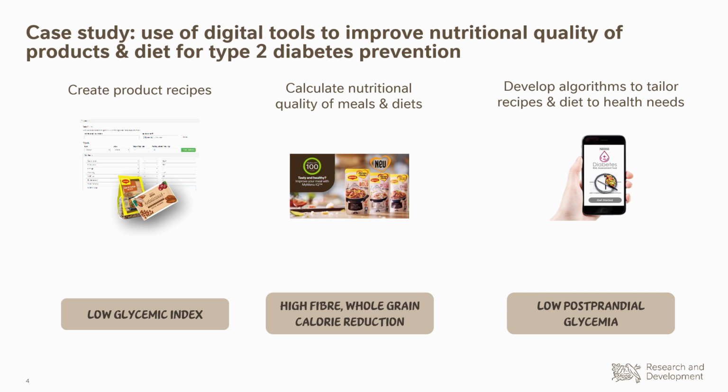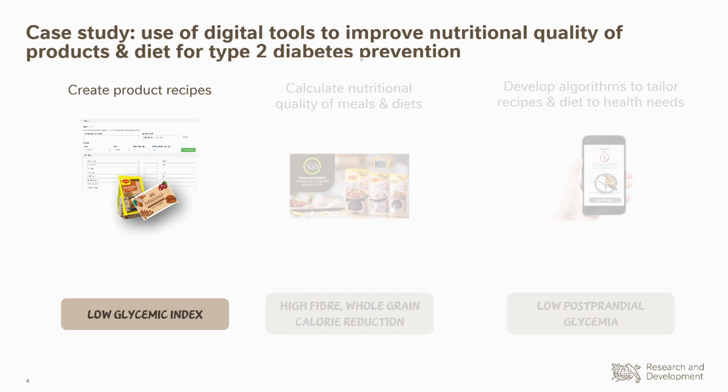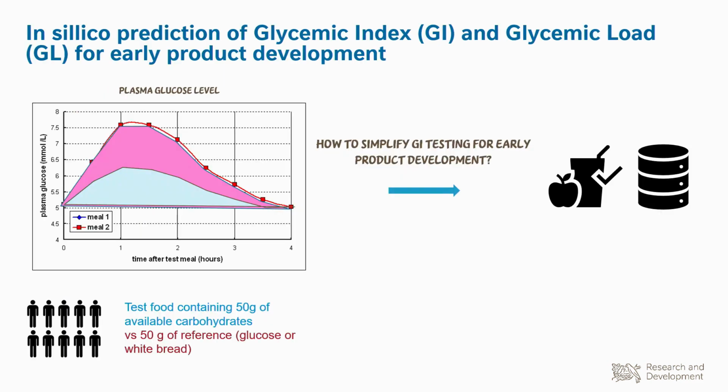And finally, on the health benefit, all of that in order to reduce postprandial glucose response and to minimize the glucose excursion. So let's go through these 3 different examples and how digital tools are being developed to help on that. I'll first focus on product design. How can we use digital tools?